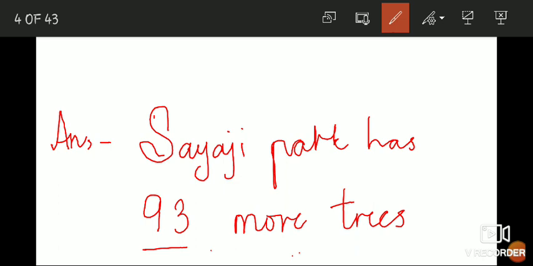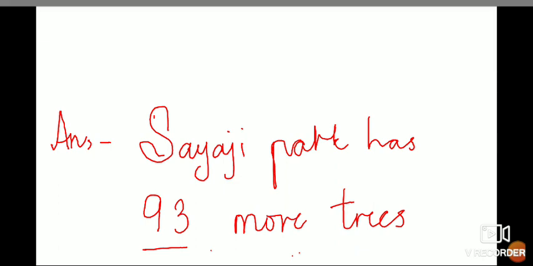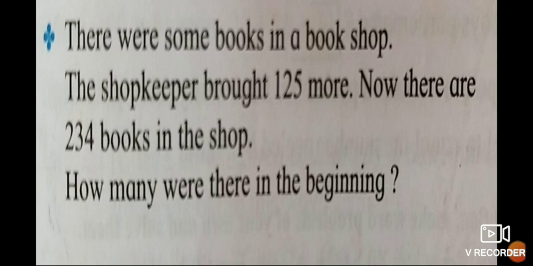Now, there are 3 more sums given there. Let us try to work out these sums. There were some books in a bookshop. The shopkeeper brought 125 more. Now there are 234 books in the shop. How many were there in the beginning?